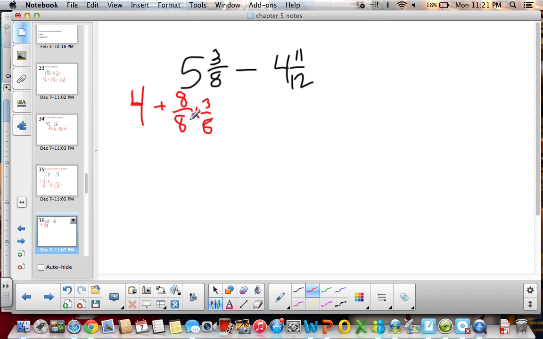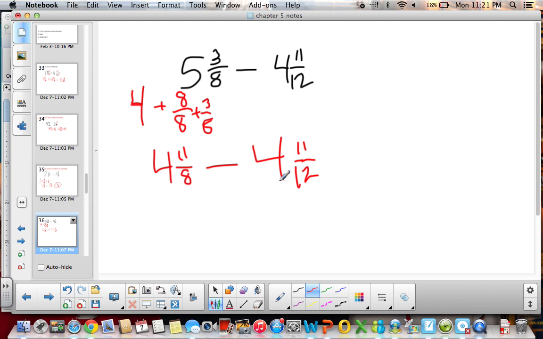So 4 plus 1 is 5 and 3/8, but we're going to leave our 4 alone. So we now have 4 and 11/8. Another thing that you can think about is you're taking 1 away, so you have 4, and then you're adding 8 to your numerator. You're basically taking that 8/8 out and adding it to your fraction. So 4 and 11/8 minus 4 and 11/12.